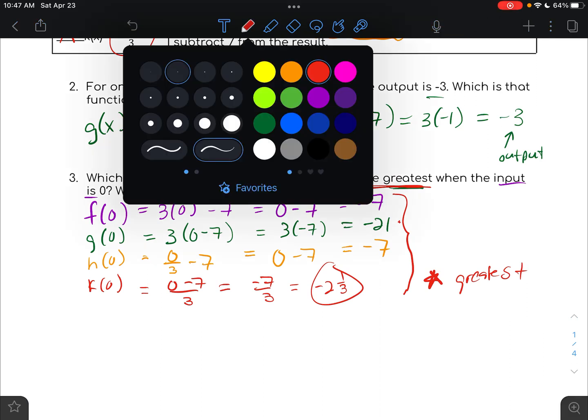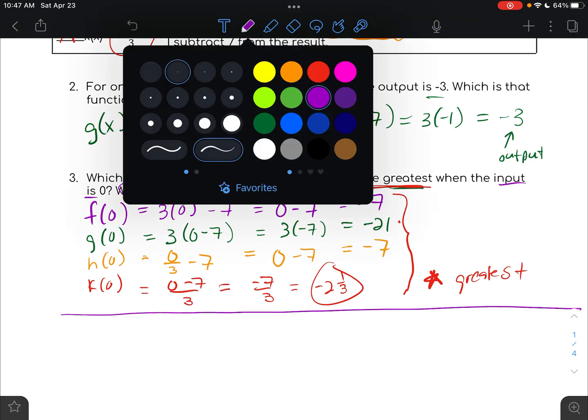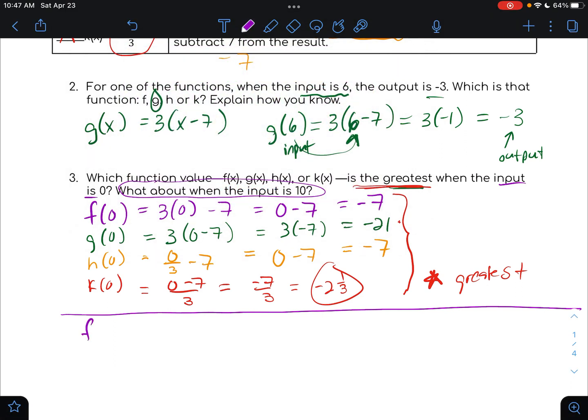Okay, now we're not quite done with the question though, because we're given another input here. What about when the input is 10? So I'm going to separate this out here and say, all right, let's do the same thing when the input is 10. I might go through this a little bit faster now because we have the template above here. So the f function, that would be 3 times 10 minus 7. Like up here where we put 0 in for x, now we're putting 10 in for x, the input. So 3 times 10 is 30. 30 minus 7 is 23. So that's that one.